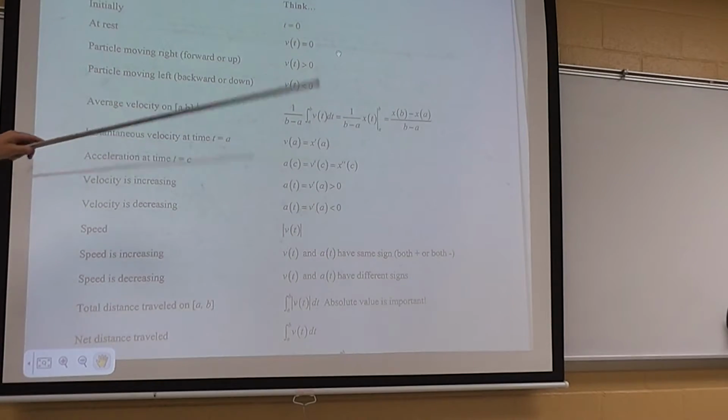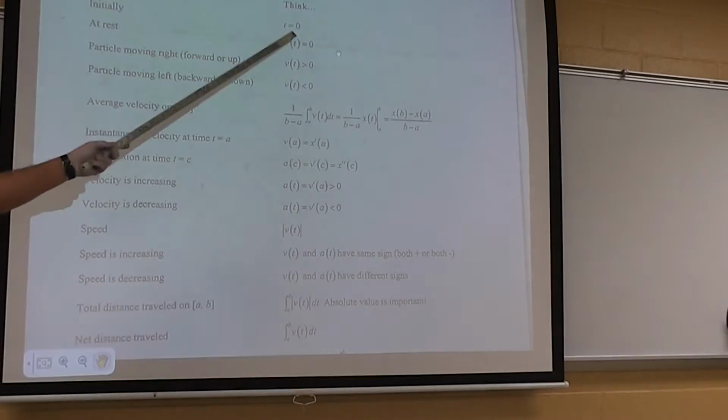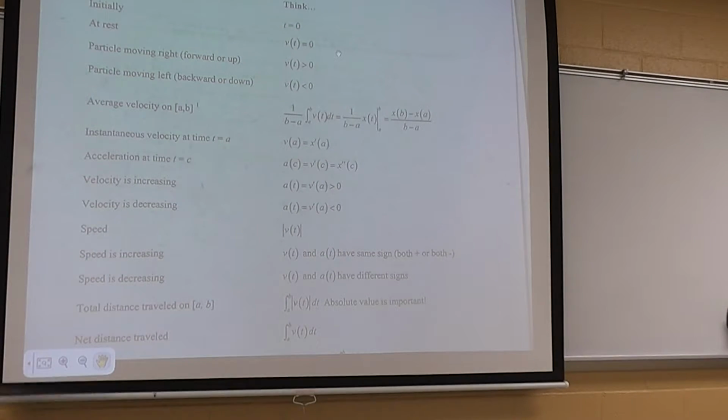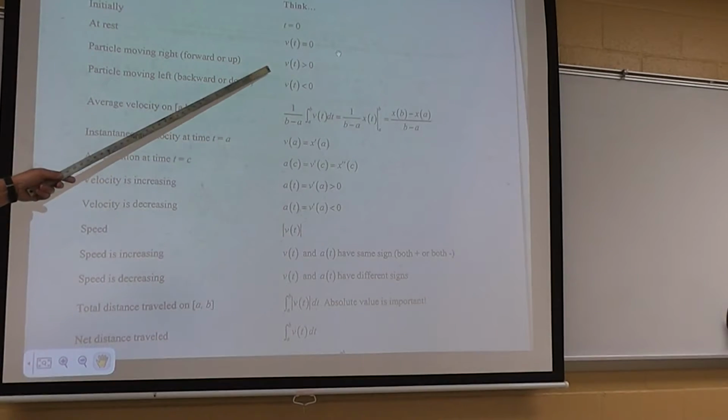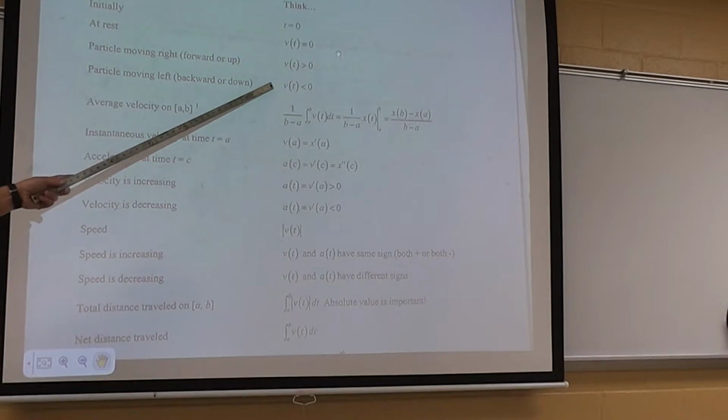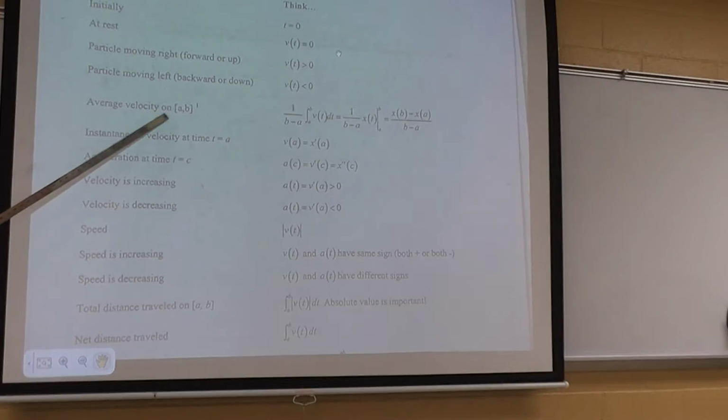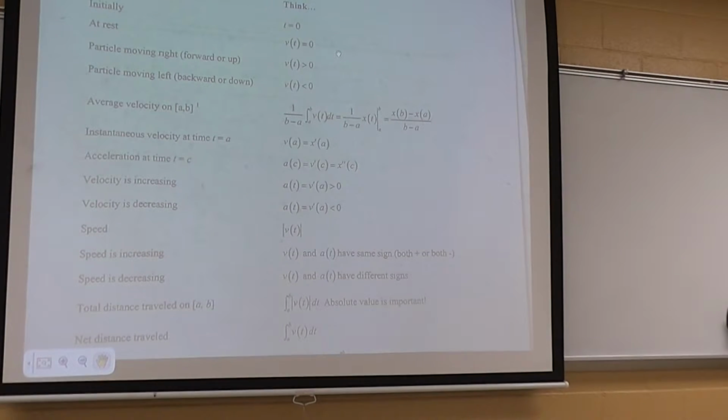Of course, we're talking about initially, that's time 0. The object is going to be at rest, or not moving, when the velocity is 0. Moving right when I've got positive, or up. Moving left or down when velocity is negative. Here I wanted to make sure and point this out. This is a biggie.